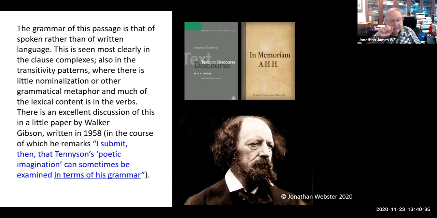Then Halliday goes on to say this. There's an excellent discussion of this in a little paper by Walker Gibson, written in 1958, in the course of which he remarks, and this is important, "I submit then that Tennyson's poetic imagination can sometimes be examined in terms of his grammar." His poetic imagination can sometimes be examined in terms of his grammar.